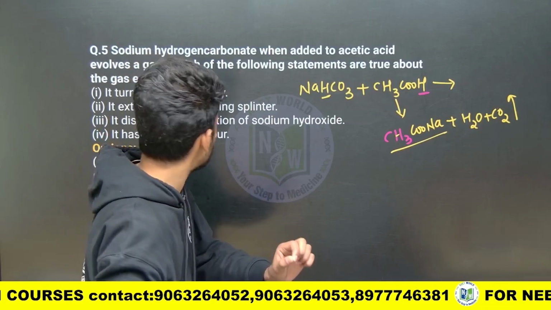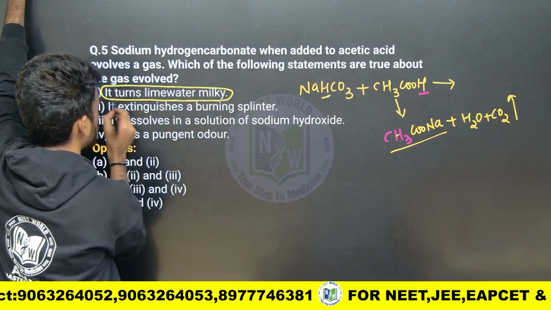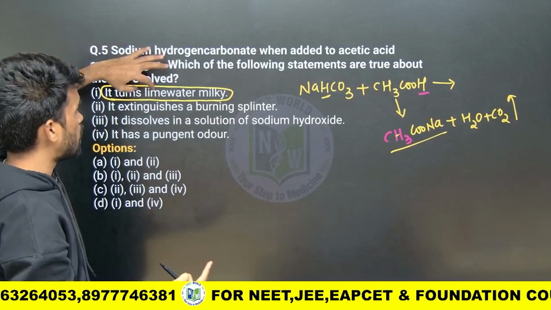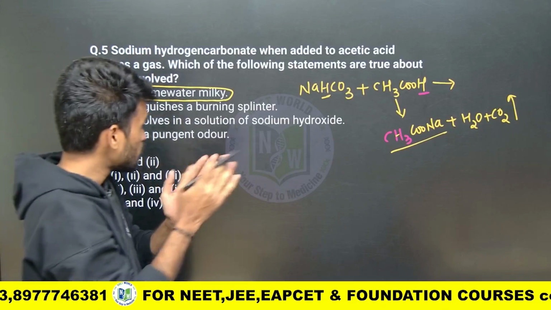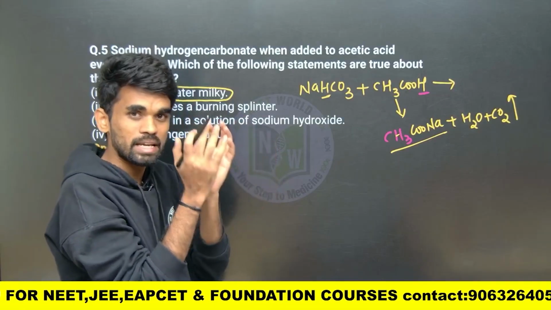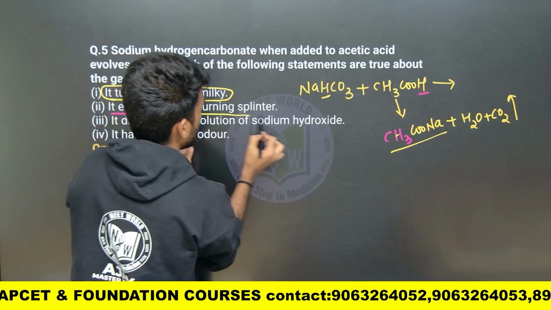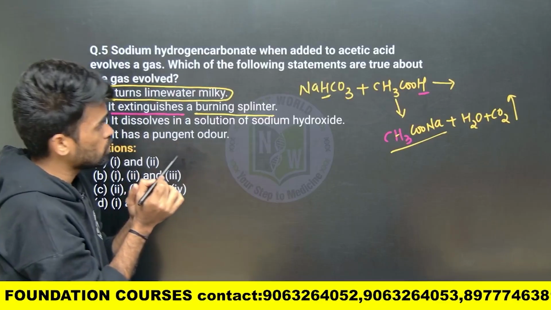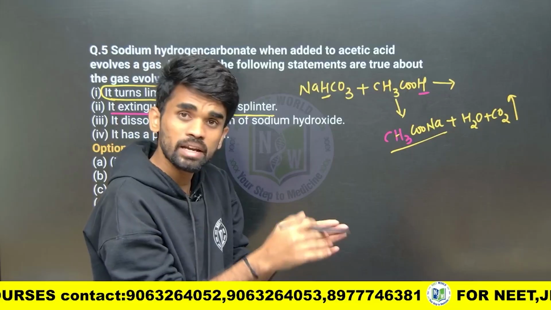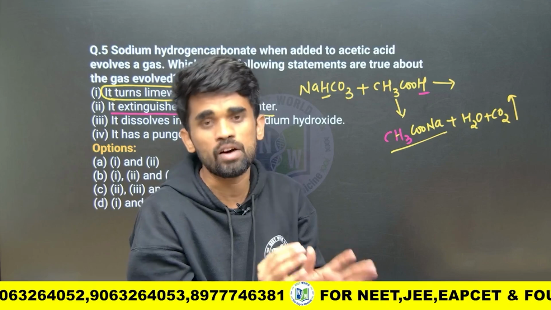Okay, now understand this. It turns lime water milky. Yes, this is true. Calcium hydroxide plus CO2 gas gives milky lime water, a milky white color. Next one, it extinguishes a burning splinter. Yes, we can also use CO2 gas to put off fires, right? It can create oxygen deficiency so that the fire goes off, right?